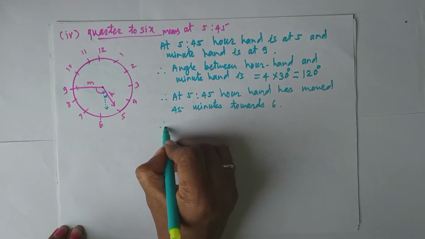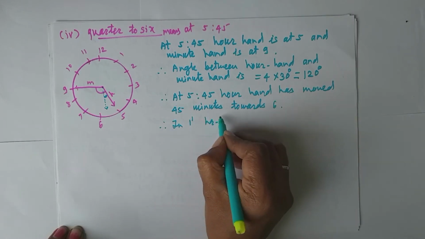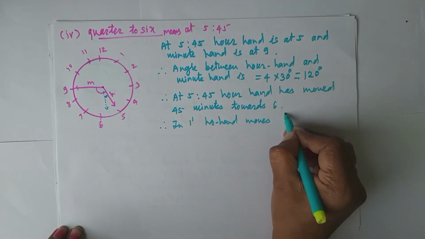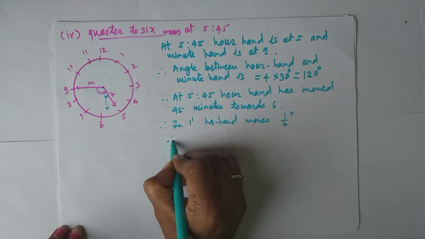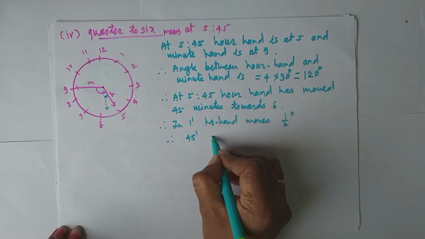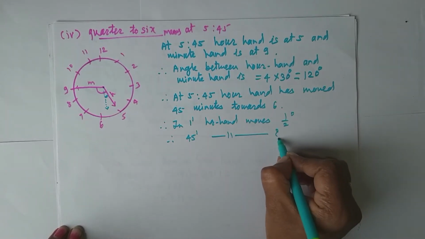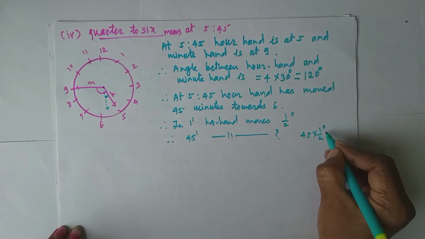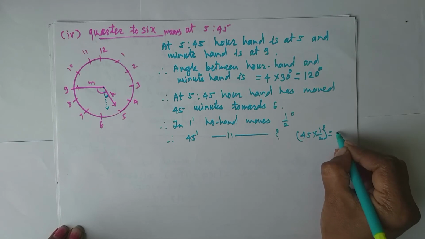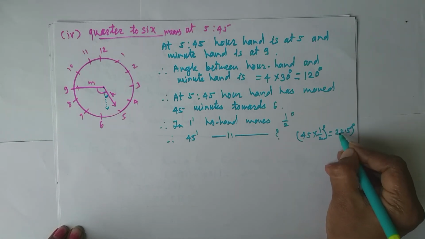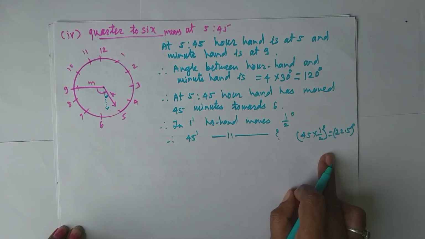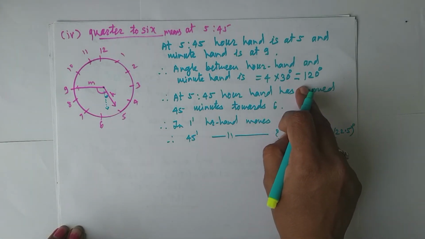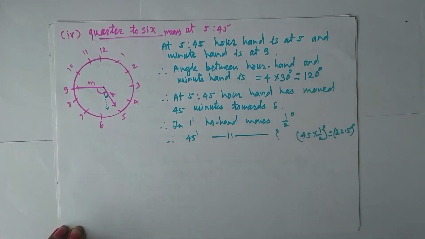Okay, therefore in 1 minute our hand moves half degree. Therefore in 45 minutes our hand moves how many degree? 45 into half degree. 45 into half. And how much is this? This is nothing but 22.5 degree. Means I have to subtract this 22.5 degree from this 120 degree. Then I will get exact angle between hour hand and minute hand.